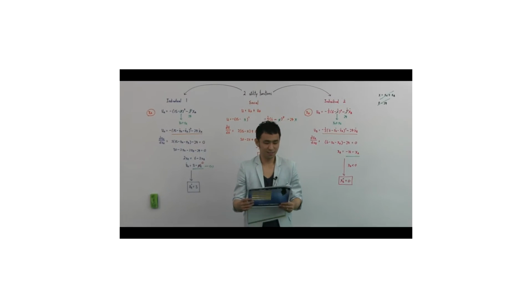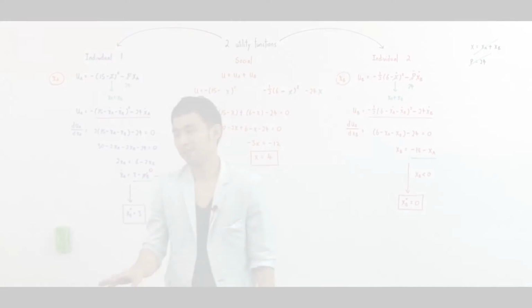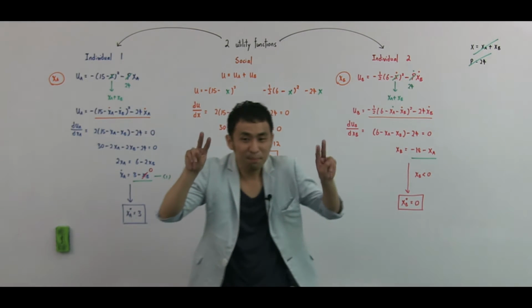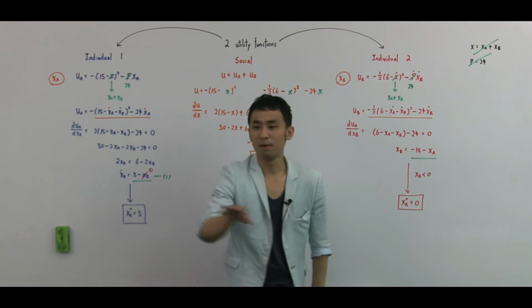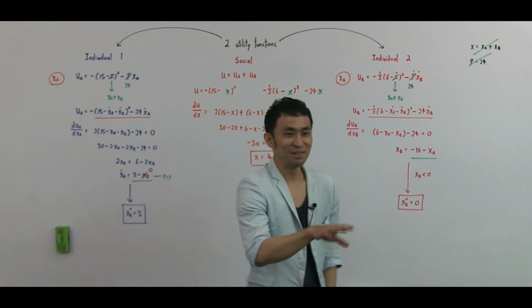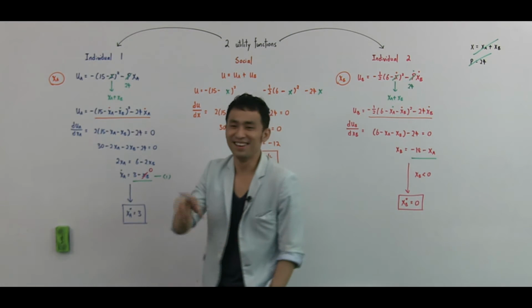Come back here again. Suppose n minus 1 new settlers come to the area. So they add in more players, n minus 1, with the same utility function as Bob. Okay, let me ask you a very simple question. This one is like primary school. When n minus 1 Bobs come into this area, how many Bobs are there? N Bobs, right? Okay, n Bobs.